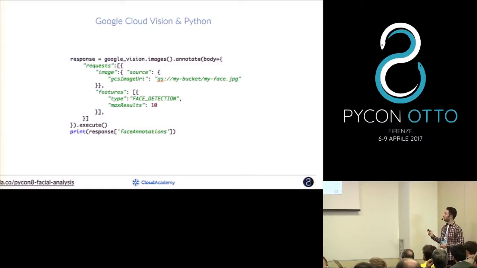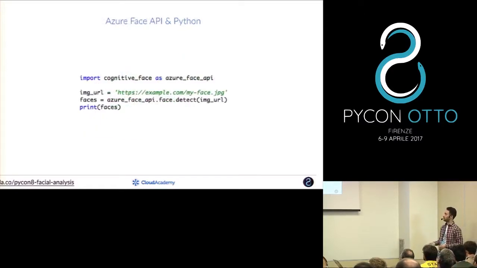There you go. So the third one is Azure. It's from Microsoft, and they really shrink the lines of code you need. So you just import it, give it even a URL wherever your image is, and you will get faces detected as a list of faces.